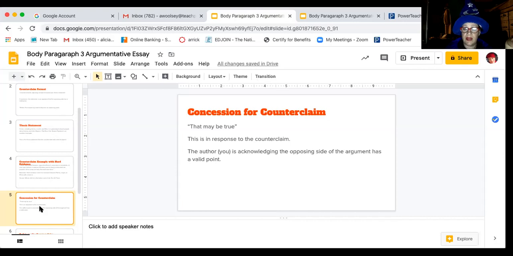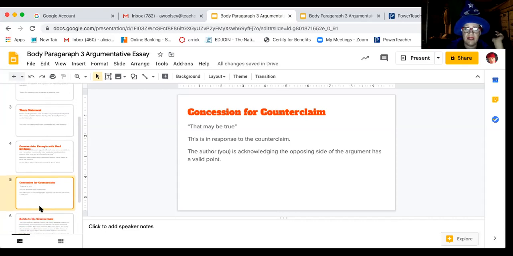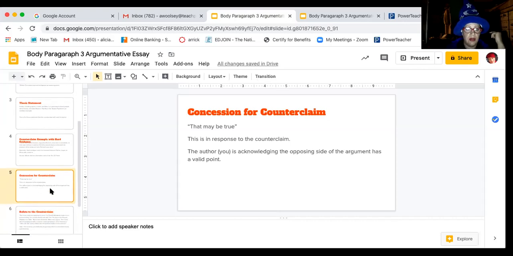This is in response to the counterclaim that we just read. Now, the author, who's you, is acknowledging the opposing side of the argument has a valid point. Just acknowledging. That's it. Again, that may only be one simple sentence, as I've showed you.